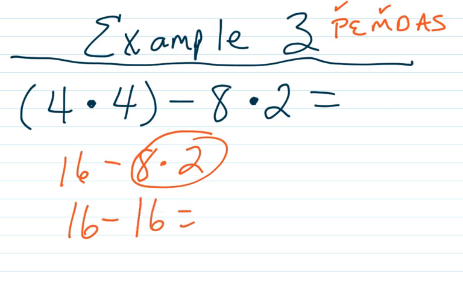We do not have division, and we do not have an addition sign, but we do have a subtraction sign. 16 minus 16 is 0.